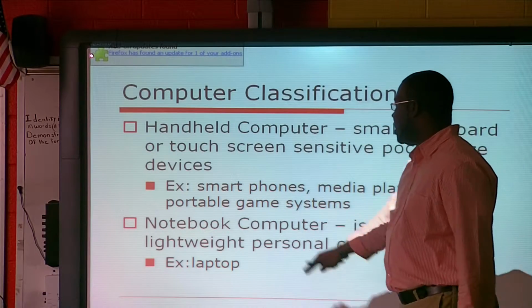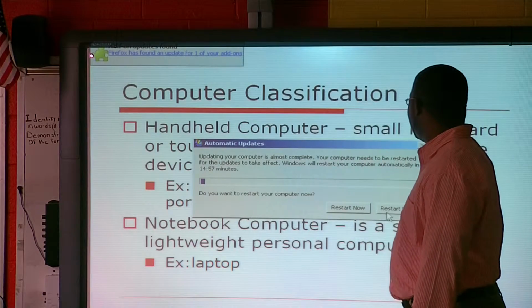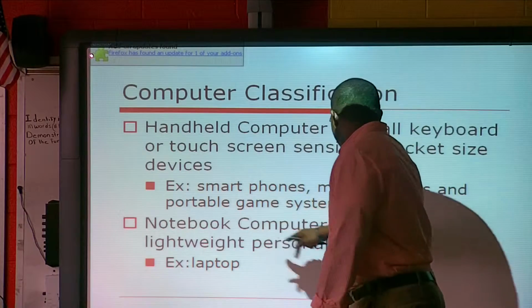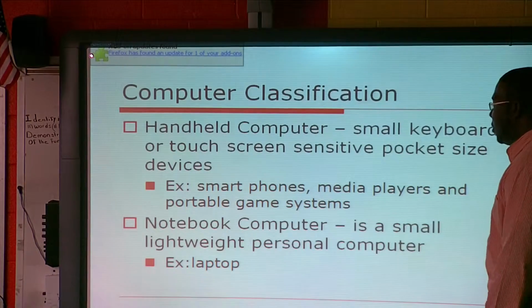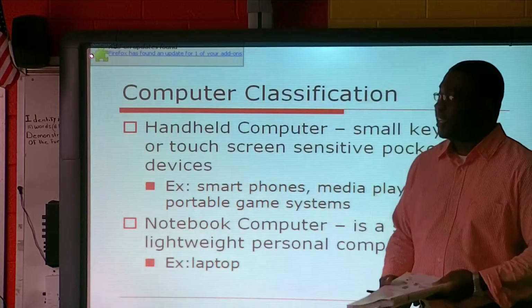And then another classification would be a notebook computer. Your notebook computer is a small, lightweight personal computer, something more like a laptop, what we use for that same thing.